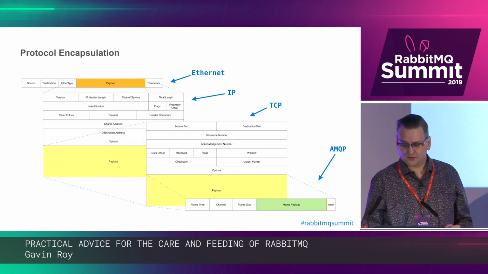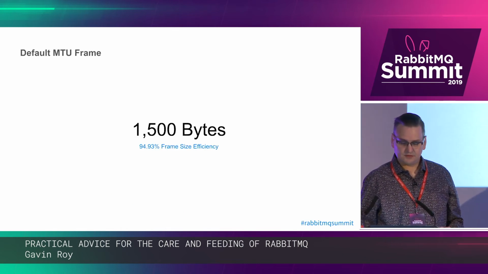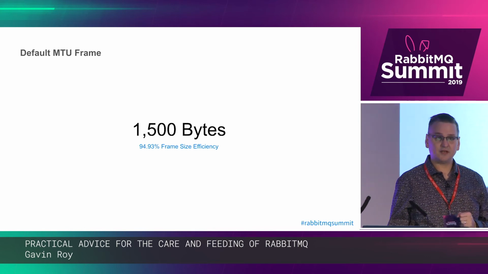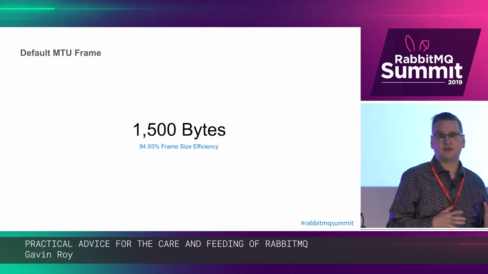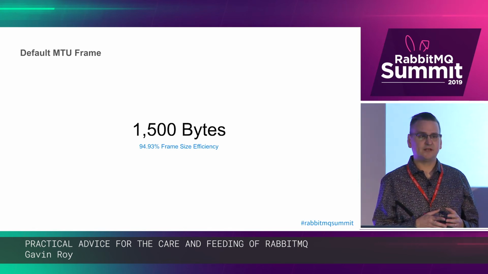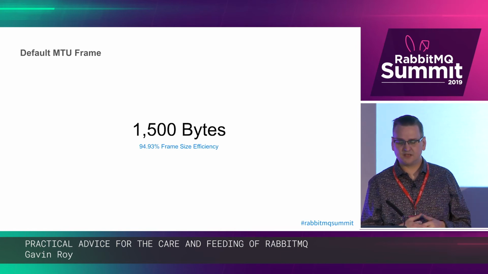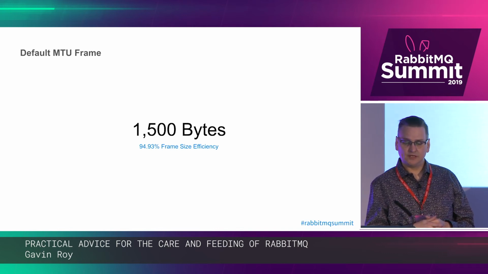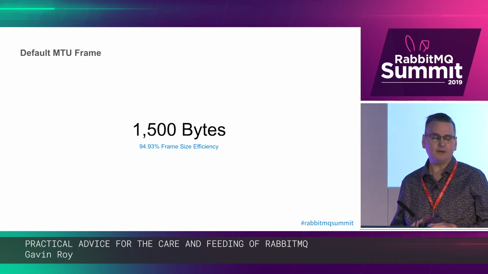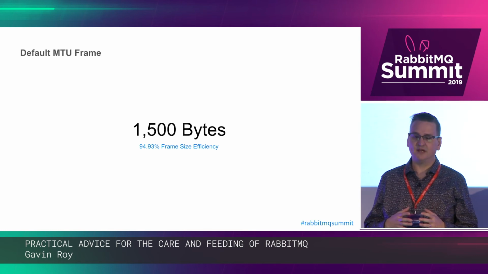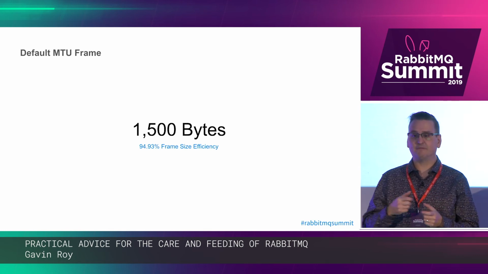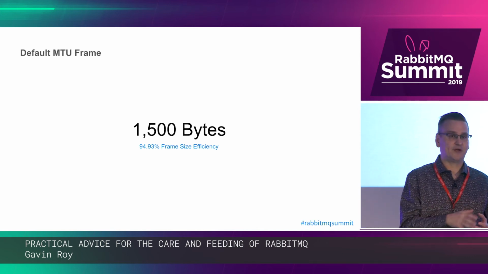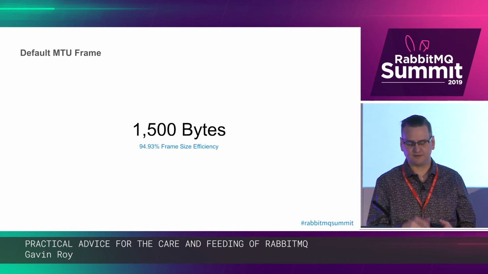Makes sense, right? So if we then start to think about AMQP, RabbitMQ, sending messages back and forth, and we take it all the way down to that first source, the Ethernet frame. The default MTU in most networking environments is 1,500 bytes. And that only gives you 94.93% frame size efficiency. What that means is that for the amount of data that we're putting into that frame versus the overhead in the data structure for that frame, it's only 94% or 95% efficient.